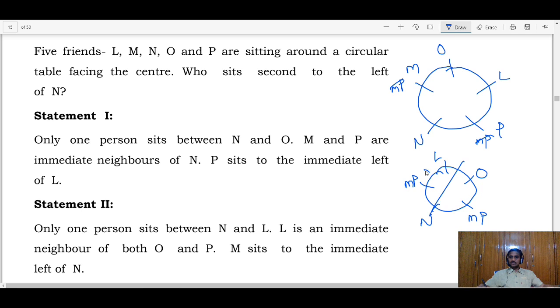This case is ruled out. Then what is the answer we have? And who sits second to the left of N? O sits second to the left of N. O is seated second to the left of N. Condition number one alone is sufficient. Then next one.